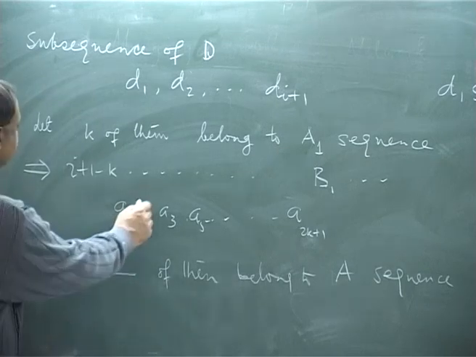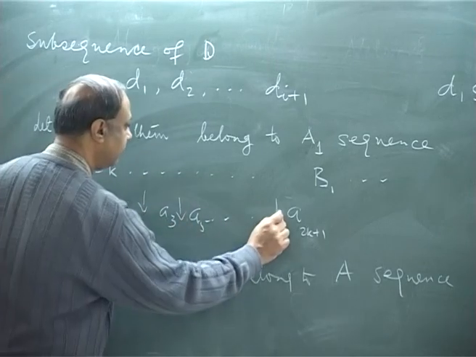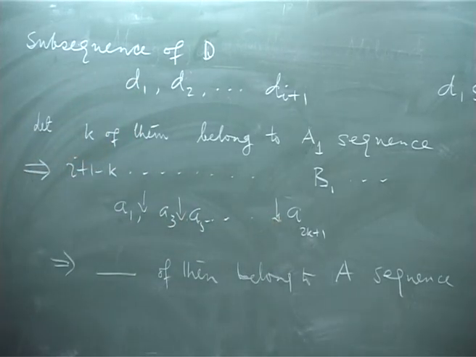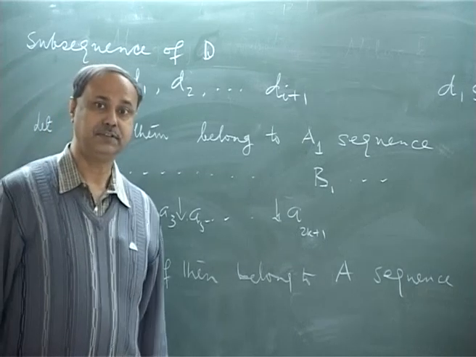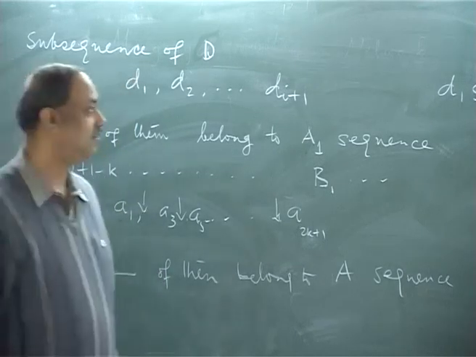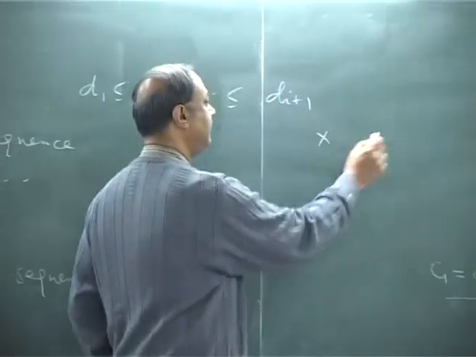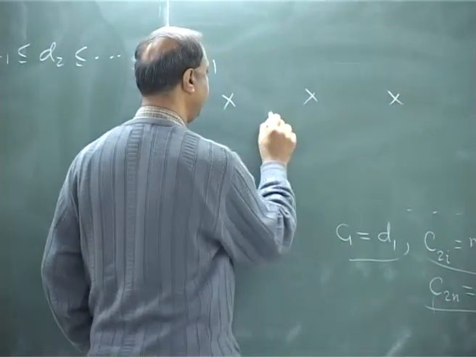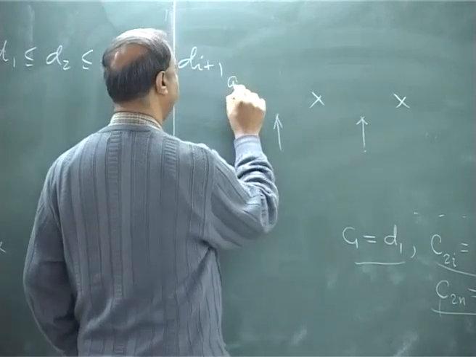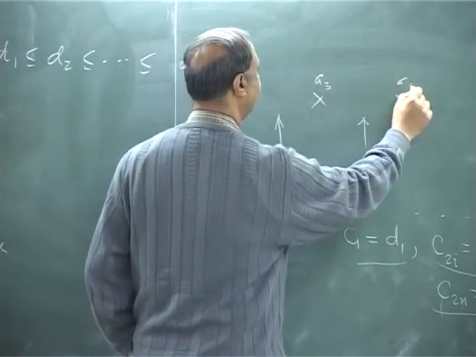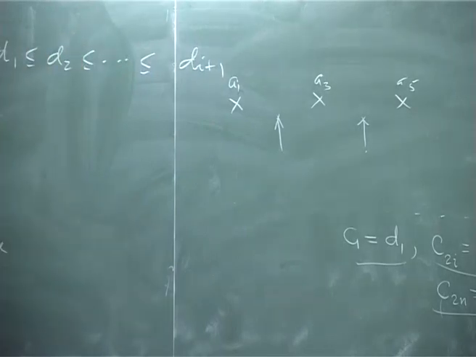See, how many elements are here? K elements, right? So, K elements. Are you sure? Yes, 100%. I have 3 elements here. How many elements are here? A1, A3 and A5. K minus 1.